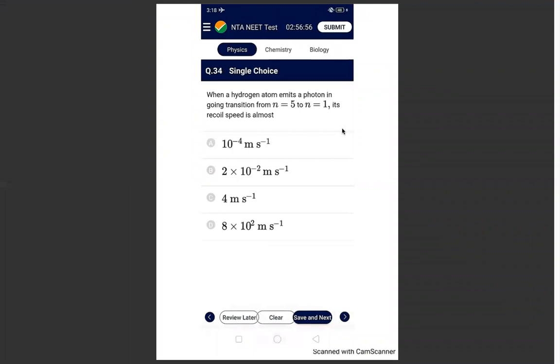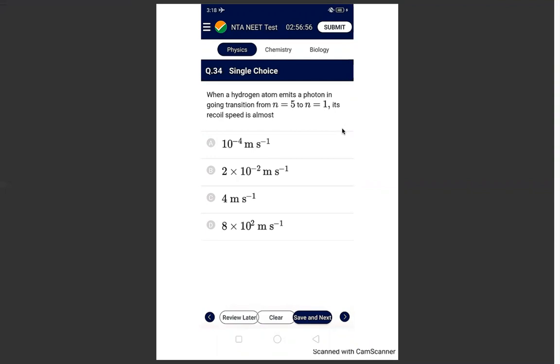34. It is given that a hydrogen atom emits a photon in going from the transition n equal to 5 to n equal to 1. It is coming down actually. Its recoil speed is almost how much? We are required to find it out. Okay, so let's understand it.